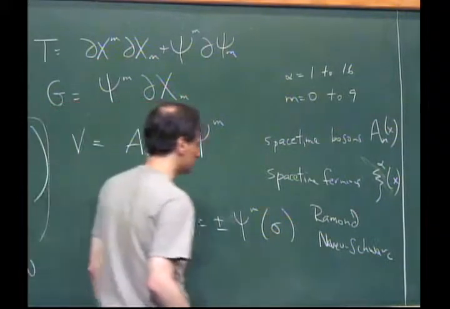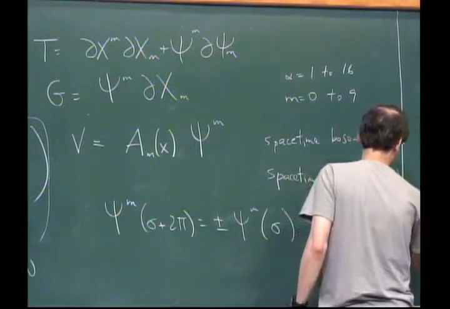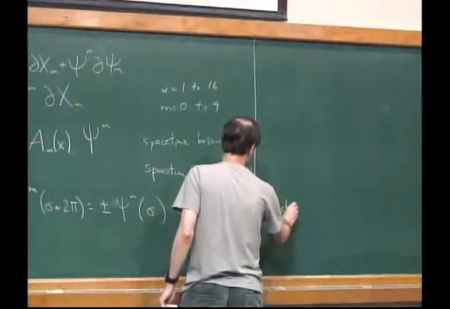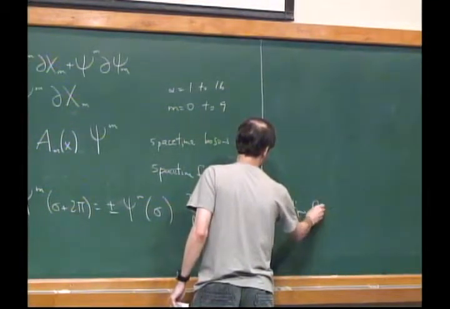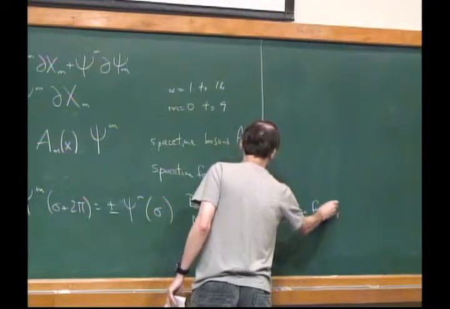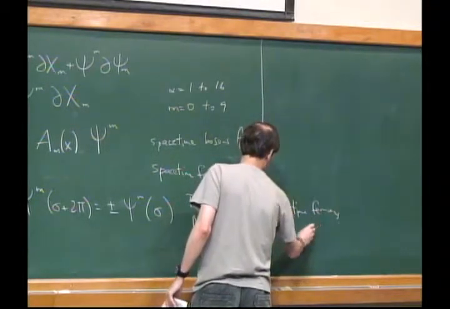Now these turn out to describe fermions, space-time fermions. So in this sector of the theory, when you quantize, you get space-time fermions. Whereas in this sector of the theory, when you quantize, you get space-time bosons.